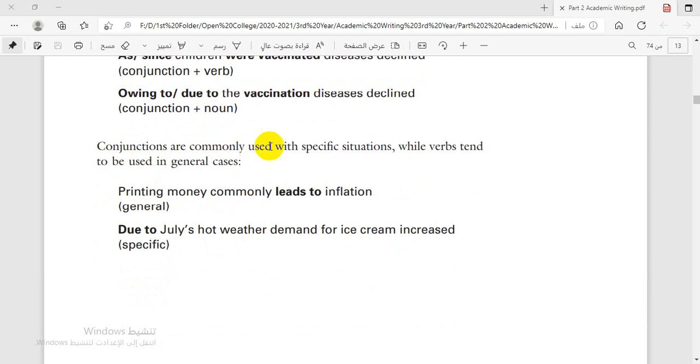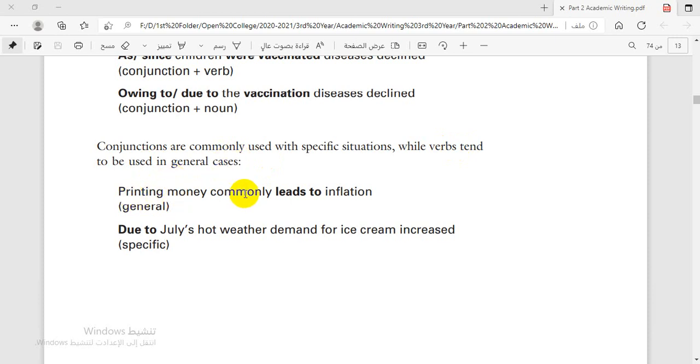Conjunctions are commonly used with specific situations, while verbs tend to be used in general cases. This is a very important note. I'd like you to focus on this note. Conjunctions are used with specific situations, while verbs tend to be used in general cases. This is very important. Look at these two examples.